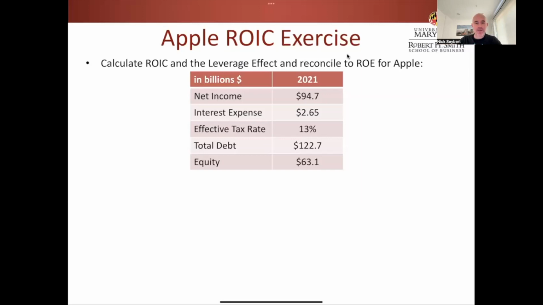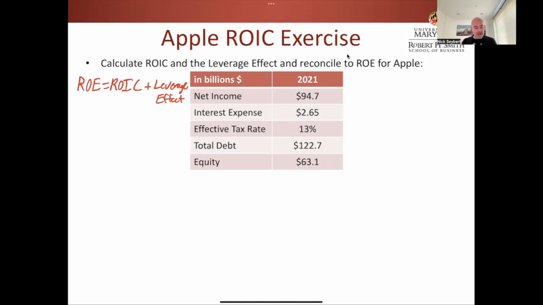So this is Apple in 2021. And again, what we're trying to figure out in Advanced DuPont Analysis is the relationship between return on equity and then return on invested capital plus the leverage effect. Okay, that's what we're trying to do here. And so it says calculate ROIC and the leverage effect and reconcile to ROE for Apple.